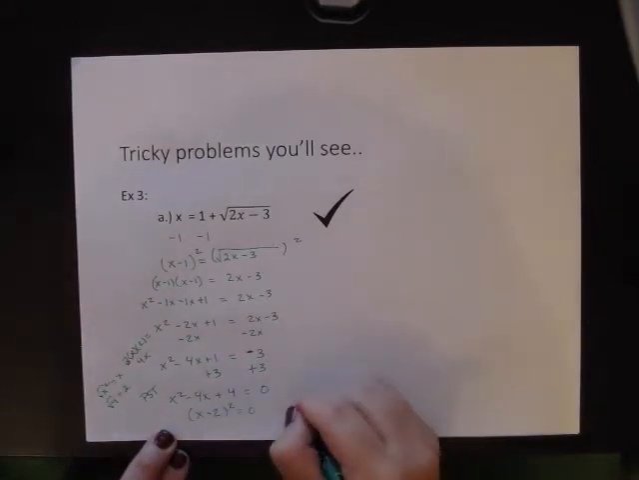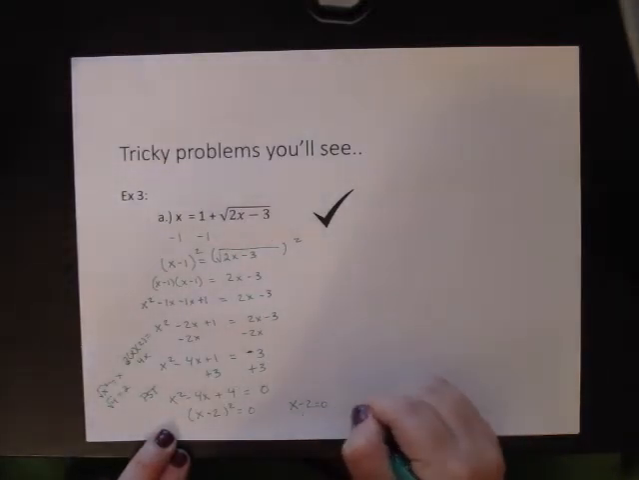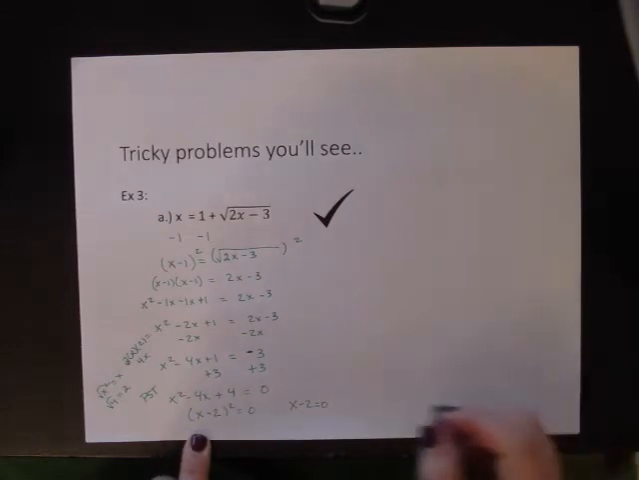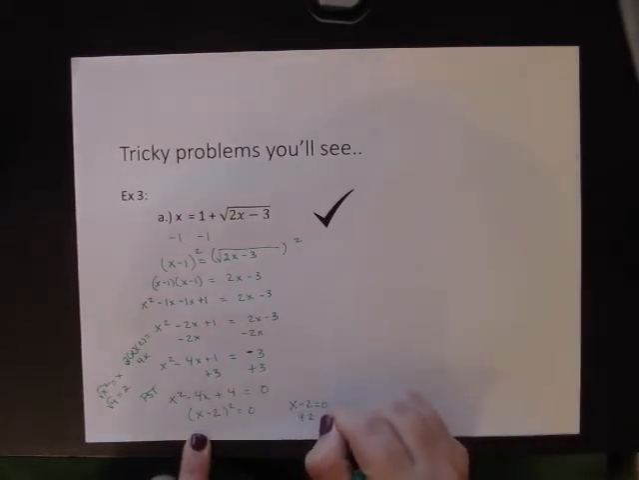And I have to continue to solve this, so I need to go x minus 2 equals 0. And there's no reason to write it twice because you'd be writing the exact same thing twice. So I'm going to add 2 on both sides, so I get x equals 2.